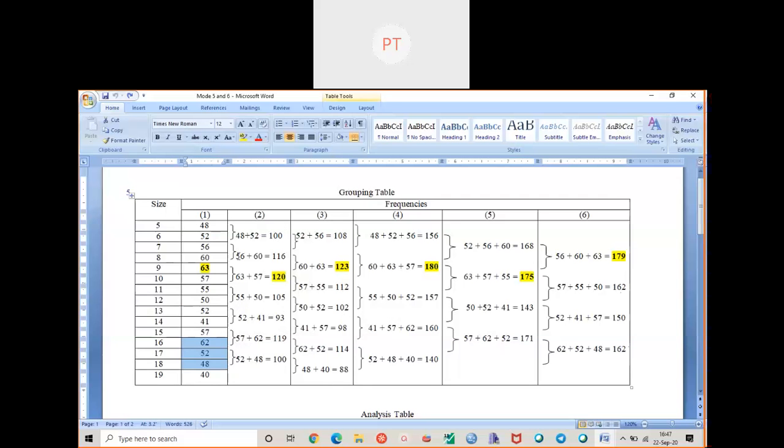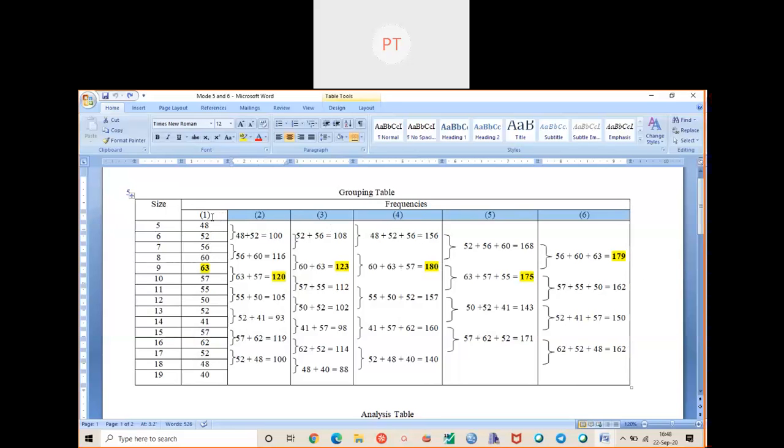So this column number 1 is a normal frequency, you know that. The main task starts from here, this second, third, fourth, fifth, and sixth column. As you can see here, in each column, be it column 1, 2, 3, 4, 5, and 6, you will just highlight, you will just circle the frequencies which are highest.